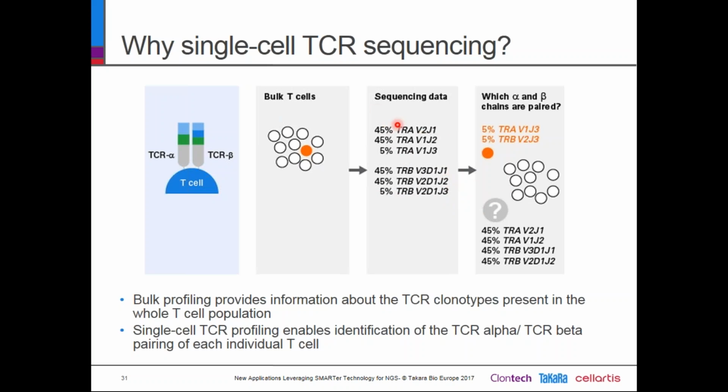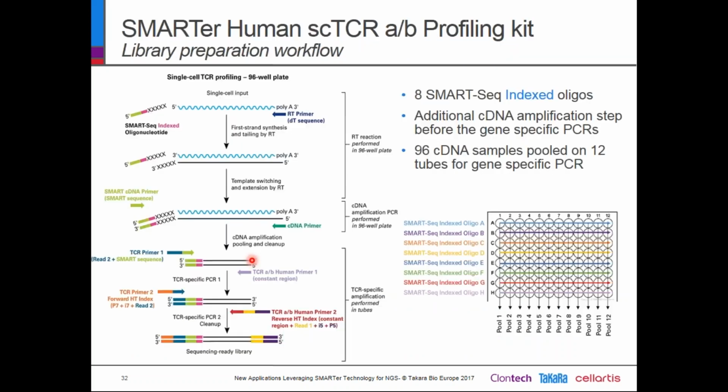But if you get this data, 45% for each of these different clonotypes, you don't know actually if this alpha pairs with this beta or is this alpha with the other beta. And sometimes, depending on what your goal of research is, you will need to know precisely for this cell, I have this alpha paired with this beta. So to do so, you will need absolutely to do single cell TCR profiling. So instead of taking the whole population and analyzing all the alpha and beta which are there, you will take cell by cell and determine which alpha and which beta each cell has.